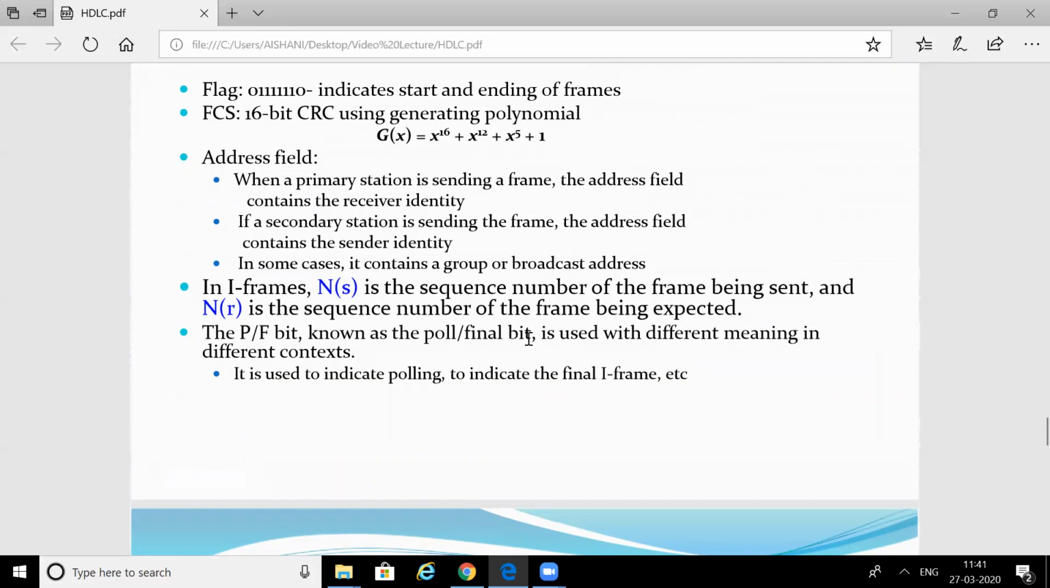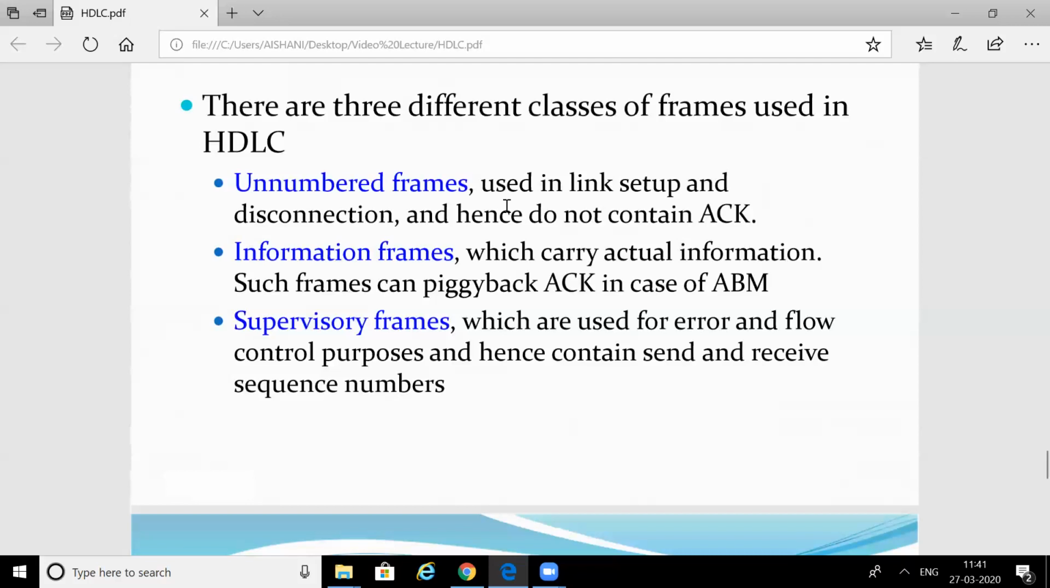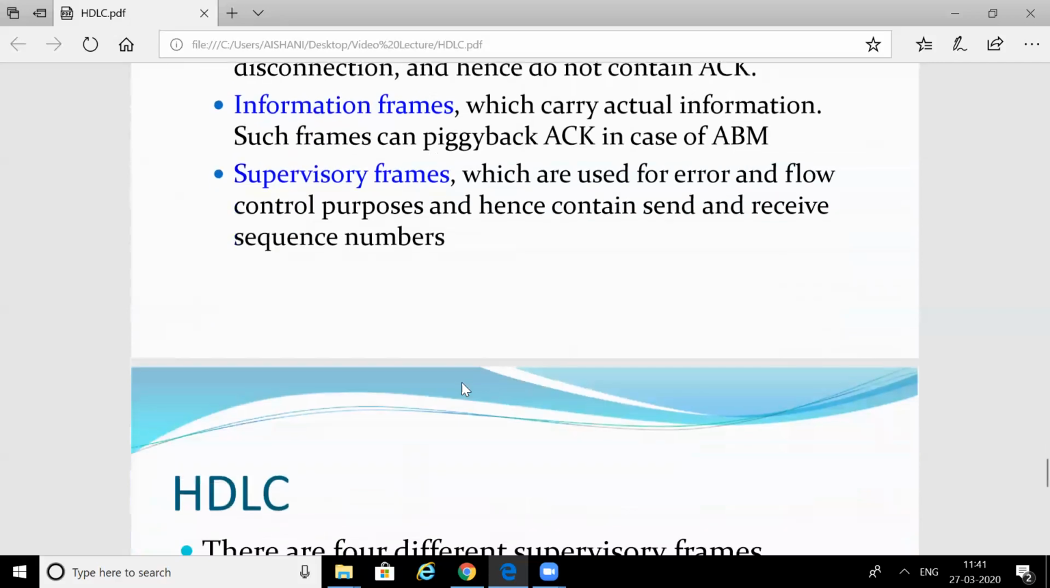Now we have discussed all these things. Here the segregations: unnumbered frames are used in link setup and disconnection, and hence do not contain any acknowledgement. Information frames basically carry the user data. Such frames can piggyback acknowledgement in the case of asynchronous balanced mode. And supervisory frames are used for error and flow control purposes, and hence control the send and receive sequence numbers.